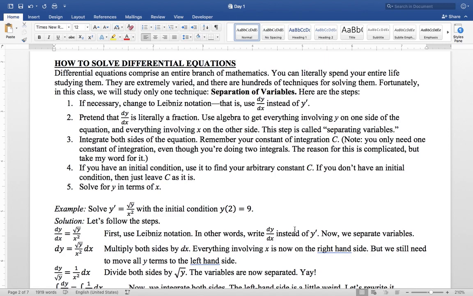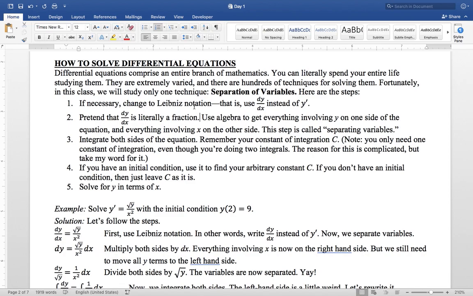We only learn one technique for solving differential equations in this class, and it's called separation of variables. I'll outline the steps here, but you'll see what I mean when I actually do the example. So the first thing that you should do is always use Leibniz notation. If you remember, that means writing dy dx instead of y prime. So switch to dy dx instead of y prime if it's not already in that form. Now what you do is you pretend that dy dx is literally a fraction. This is one of these weird cases where technically dy dx is not actually literally a fraction, but we sometimes pretend that it is. This is one of those times.